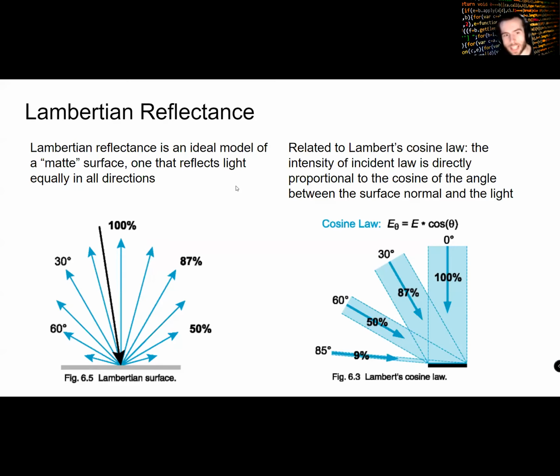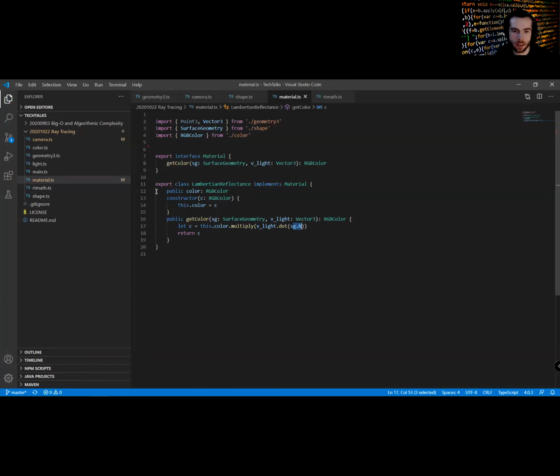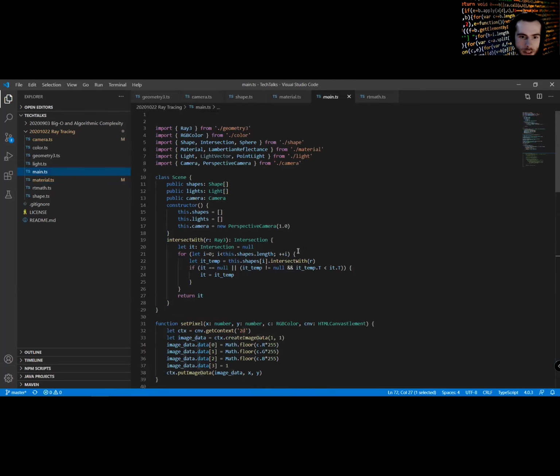Okay. And finally, we're ready to bring it all together. So again, we're going to generate a ray from the camera through the pixel. We're going to find the closest intersection. We're going to trace a shadow ray from the surface to the light source, and then we're going to figure out the amount of light that was reflected from the light source to the camera. So here I have main.ts. I created a scene class. A scene just has a bunch of shapes, a bunch of lights, and a camera.